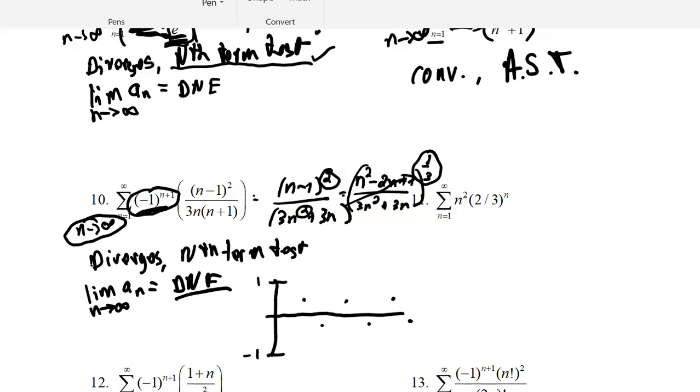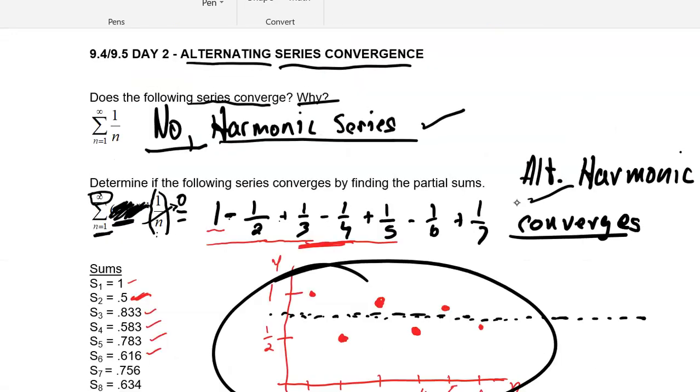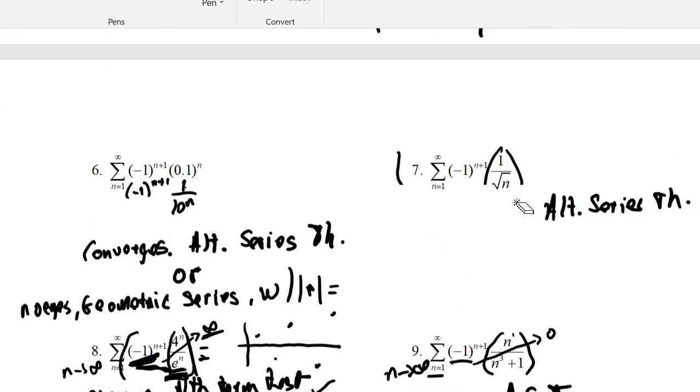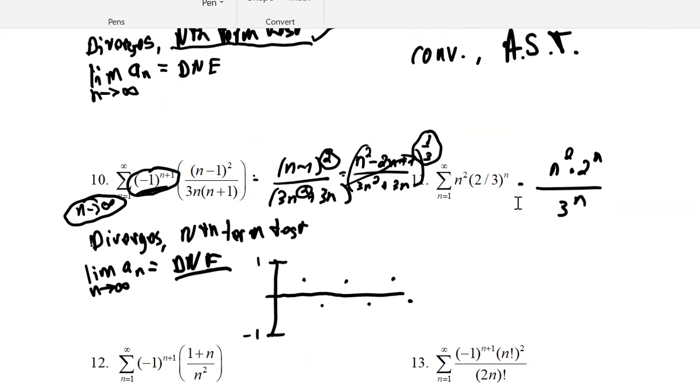Okay. 11, I'm going to rewrite this as n squared times 2 to the n over 3 to the n. I am looking at this one. See, I forgot the alternating component to this. So we're going to add that right now. So throw in front of this a -1 to the nth power so that we're still dealing with an alternating series. If this is alternating, we just need to make sure that this here is positive all the time, which it would be.